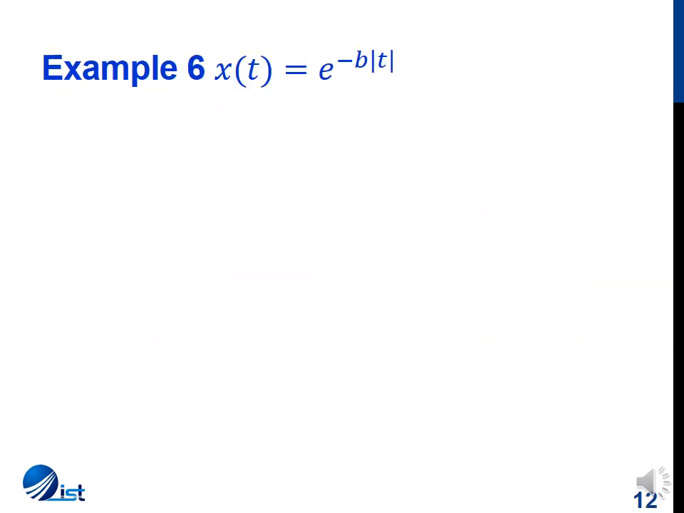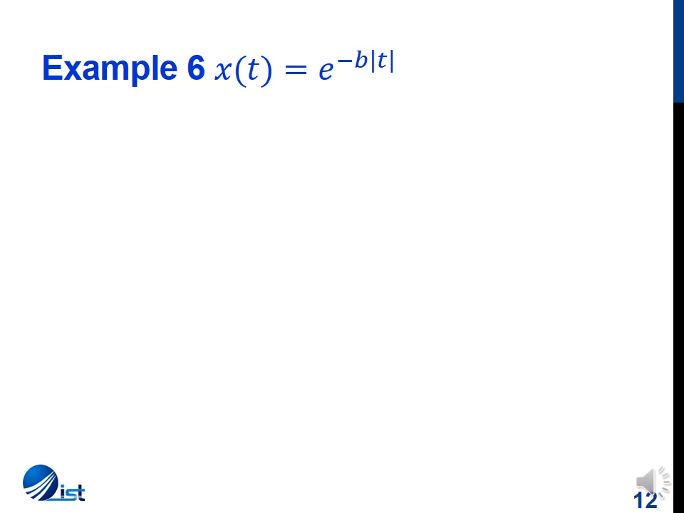Now let us determine the Laplace transform for the function x(t) equal to e raised to power minus b|t|. We can see that this signal is not being multiplied by any unit step function, which means that it exists from time minus infinity to time t equal to infinity. So it's neither a left-hand sided signal nor a right-hand sided signal, rather it's a two-sided signal because it exists on both sides of the time axis.